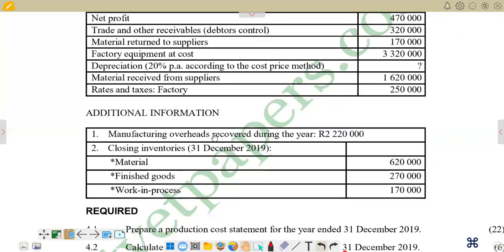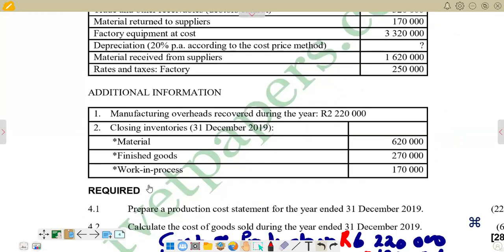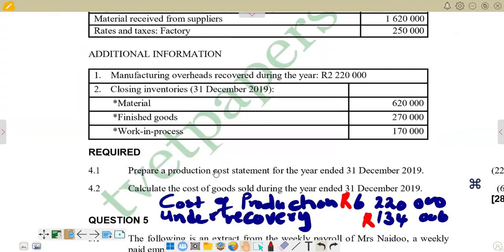If you go beneath that, you are also given additional information in the required part. The first part says prepare a production cost statement for the year ended 31 December 2020, which we are not going to prepare. We are only going to concentrate on the second part, which is 4.2, and calculate the cost of goods sold during the year ended December 2019. After preparation of the production cost statement, these are the figures we found: the cost of production, which was 6,220,000, and the under recovery, which was 134,000. So we're just going to use these figures to calculate the cost of goods sold.